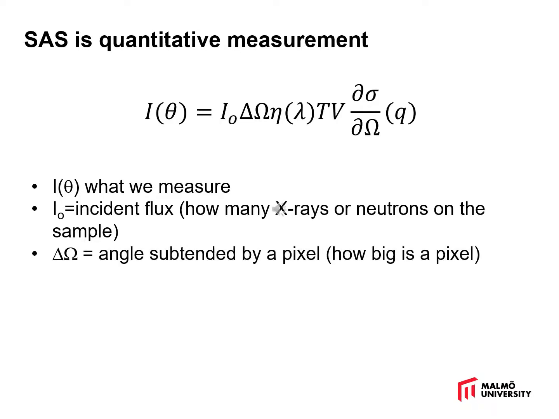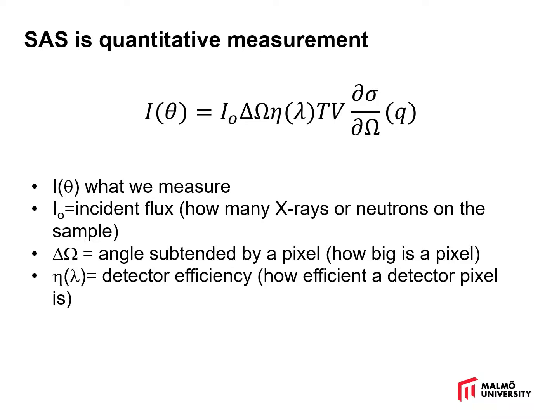The term delta omega is the size of a pixel. If a pixel is small, at the same sample to detector distance, it will count fewer X-rays or neutrons, but if you make it bigger, it will count more. It also determines the angular resolution or the Q resolution of the measurement.